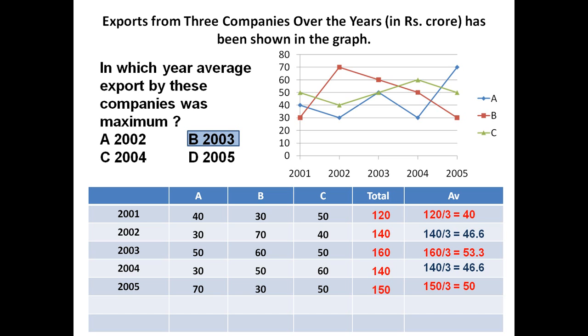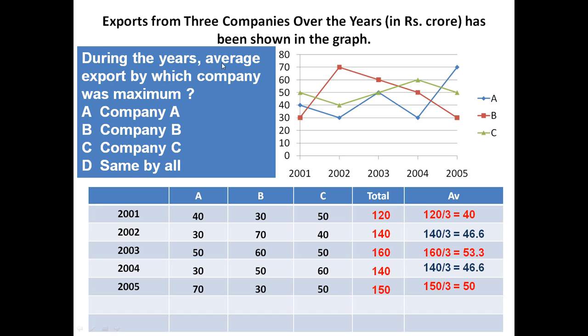Now using the same graph, one more question can be answered here. During the years, average export by which company was maximum? 5 years data is there for company A, for company B and company C. So which company's export was maximum during these 5 years? For that you just add export by company A during these 5 years, it is 220, and total 5 years data is there, so 220 upon 5 is equal to 44.